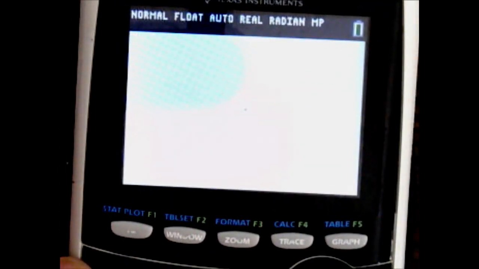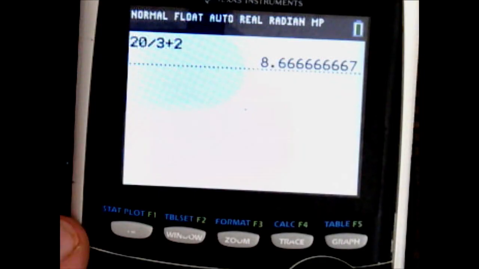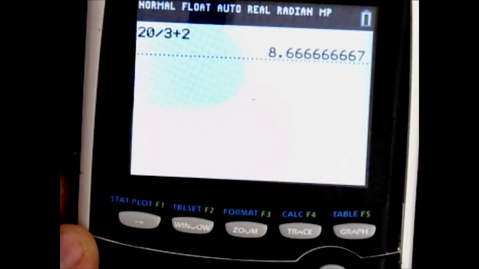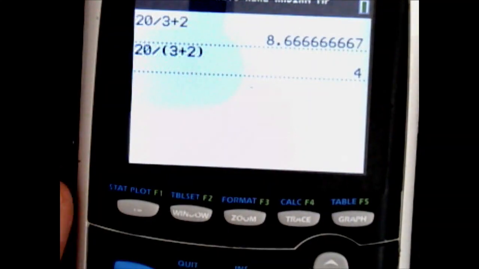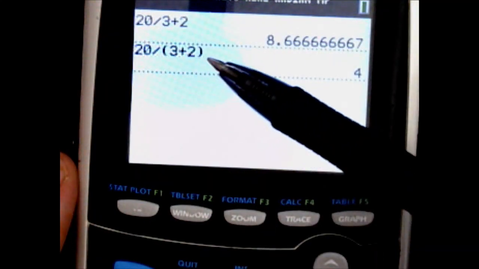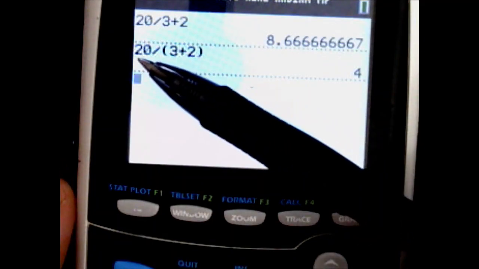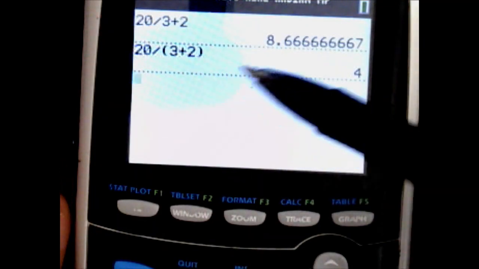Now let's say we want to add 20 divided by 3 plus 2. Now if we type 20 divide 3 plus 2, we know that 20 divided by 5 should be 4. Well, we don't get the right answer. The reason is your calculator does not know that you want the 2 in the denominator. So if you're going to do that fraction, you got to hit 20 divide parentheses 3 plus 2. Your calculator doesn't know what your denominator should be, so you have to put parentheses around it if your denominator or your numerator have more than one term.